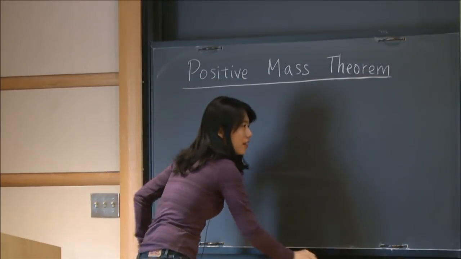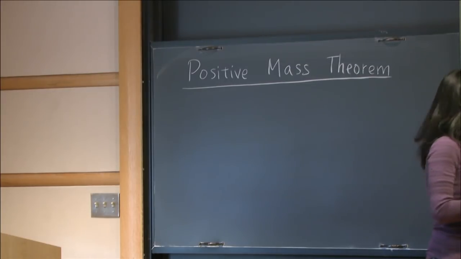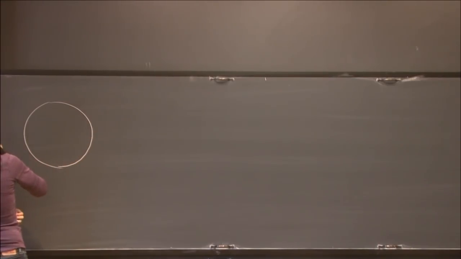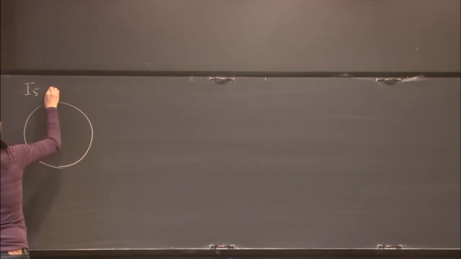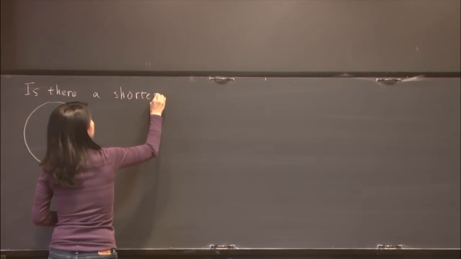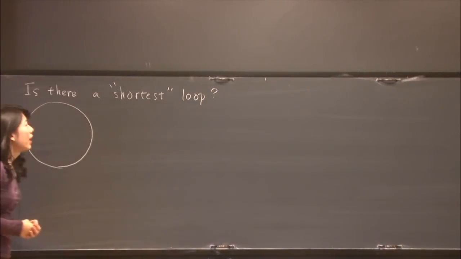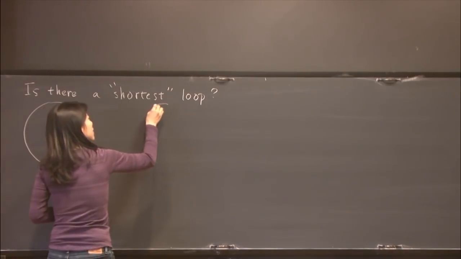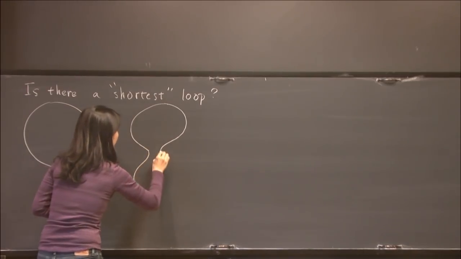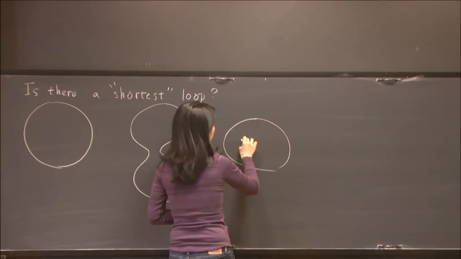So I will start with a motivating example. Now I will draw three different shapes, the surfaces: a sphere. And I want to ask you a question. Is there a shortest loop? The second one will be a dumbbell, but you squeeze the middle to create a neck. And then for a surface of different topology, a torus.